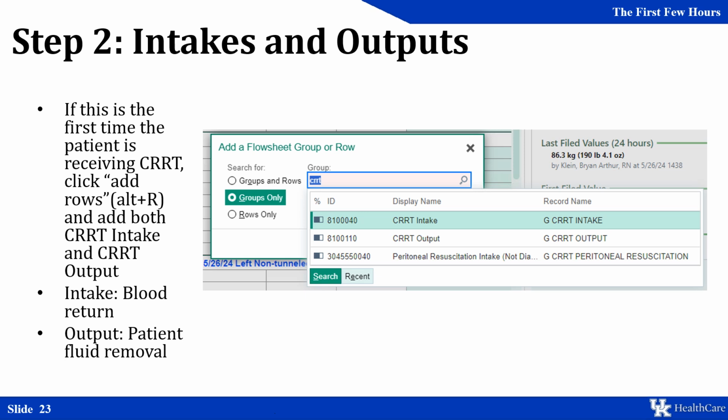If this is the first time that this patient has had CRRT run on them, you will have to add 2 rows on your I&O flow sheet. You're going to have to add CRRT intake for any time that you'll need to return blood to your patient, which is hopefully every time you change a filter, and then CRRT output, which is just patient fluid removal.